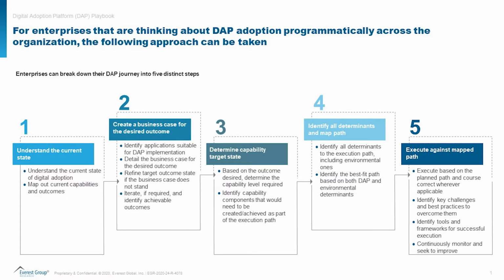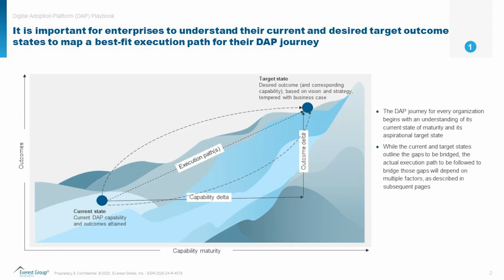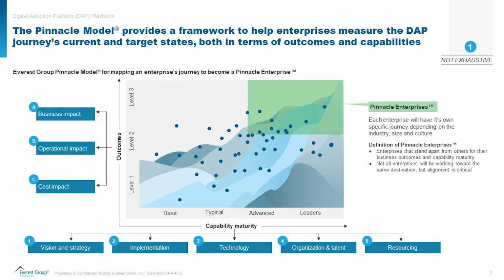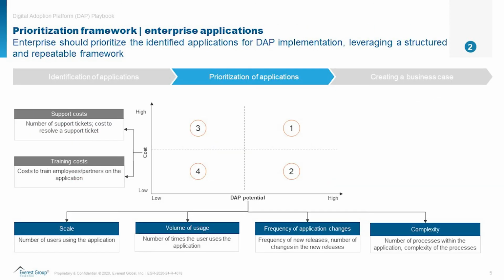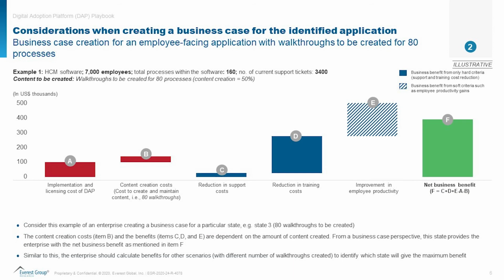Once you choose the path, then it of course becomes about execution, and we will walk you through that as well in the playbook. For all of these steps, the playbook contains supporting frameworks, models, tools, and accelerators such as the Pinnacle framework, the capability maturity model, prioritization frameworks, and various business case considerations, and so on.